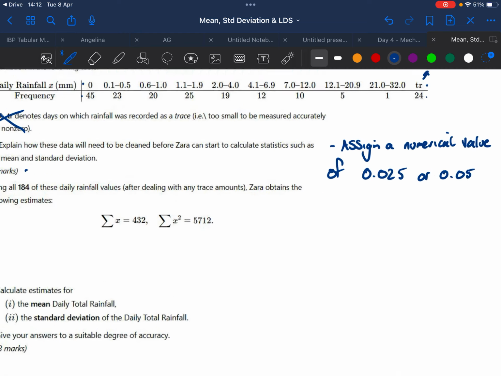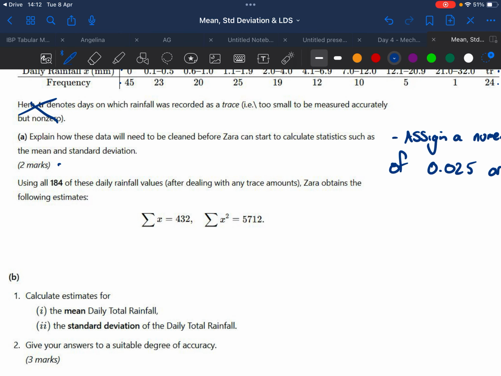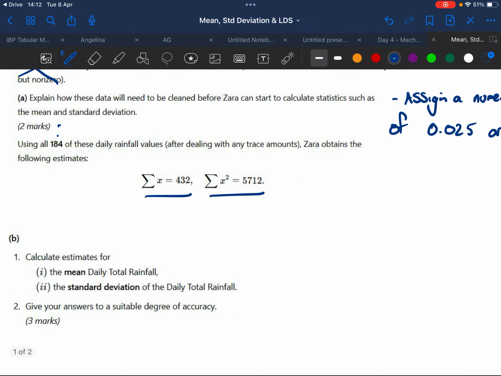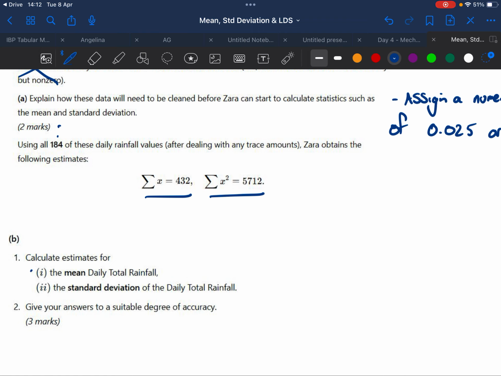Underneath, we've got using all 184 of these daily rainfall values, which is a good idea of six months, May to October. Using all of these, we get some information: when they're all added together, and the sum of squares. For the next bit, we need to find the mean and the standard deviation. For the mean, we write the calculation 432 over, I believe the number was 184.